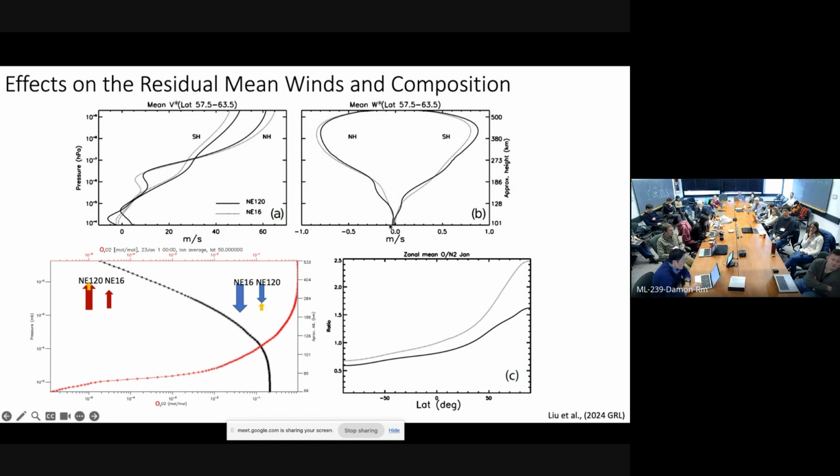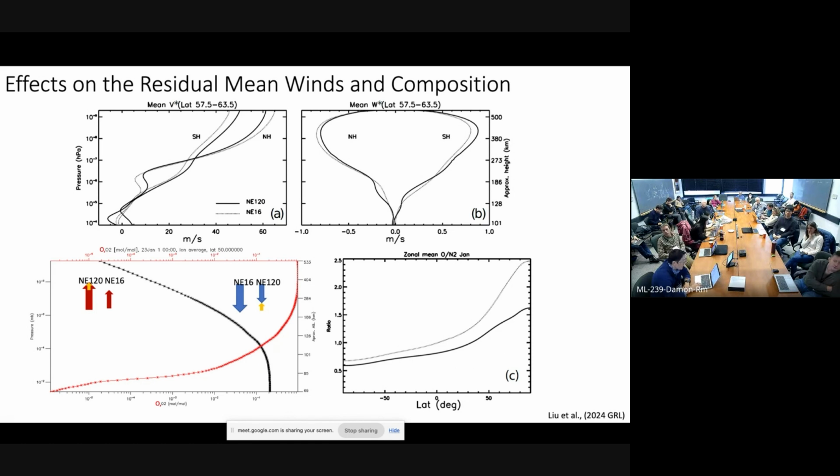So in the high resolution model, because the resolved gravity wave forcing was modifying the circulation, what happens is that it slows down the downward circulation in the winter hemisphere and enhances the circulation in the summer hemisphere. So basically you introduce a net upward flux, and that will tend to increase the molecular species and decrease the atomic species.